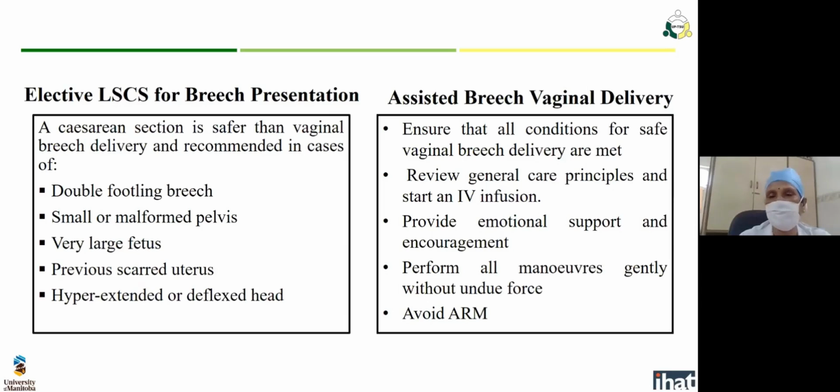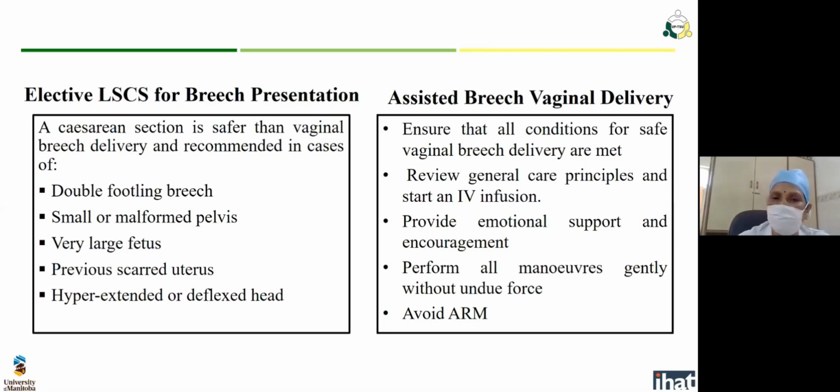Now I am going to tell you about the assisted breech delivery. All the prerequisites are fulfilled, meaning baby size is average, pelvis is adequate, baby size is less than 3 kg, and there is no previous scar. Then the patient can be left for spontaneous labor. During labor, as in normal labor, emotional support is to be given and an IV line established, because this patient may land up needing anesthesia anytime.